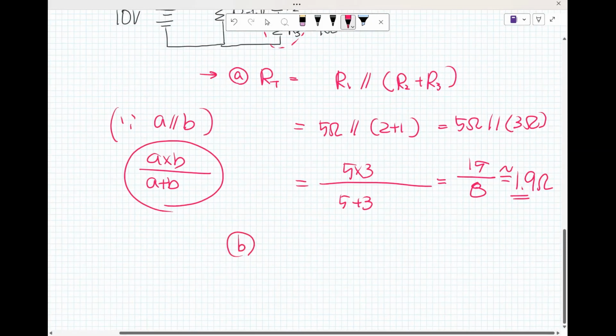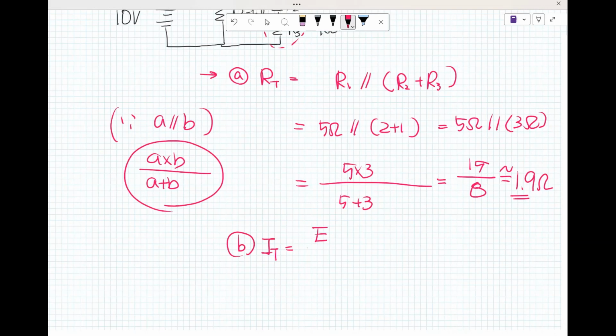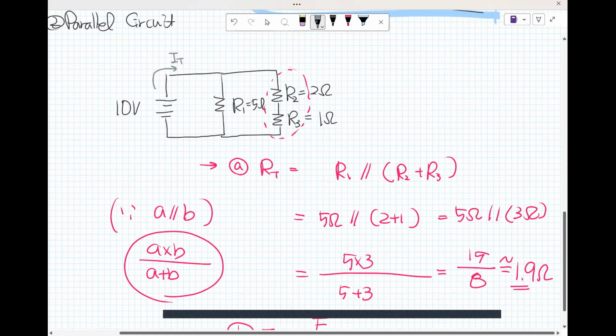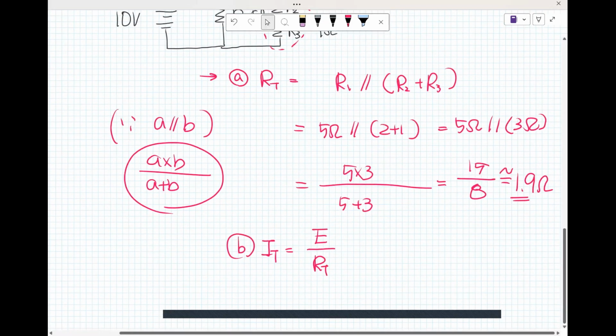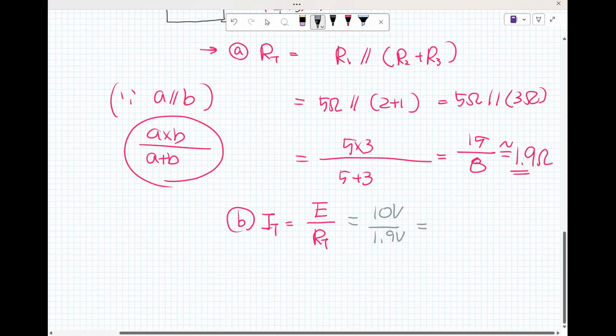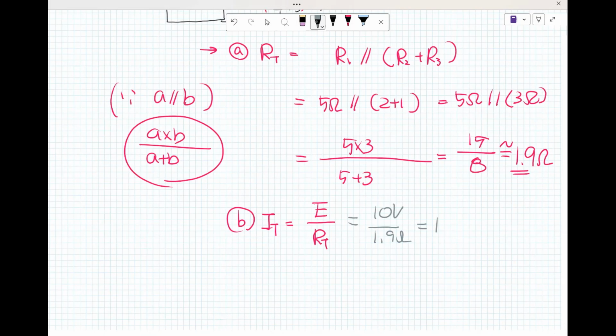So what is the total current? The total current is E divided by R sub T. Go back to the circuit here. That is I sub T, right? So I sub T is 10 volt divided by 1.9 ohm, which is 5.3 amp by using a calculator.